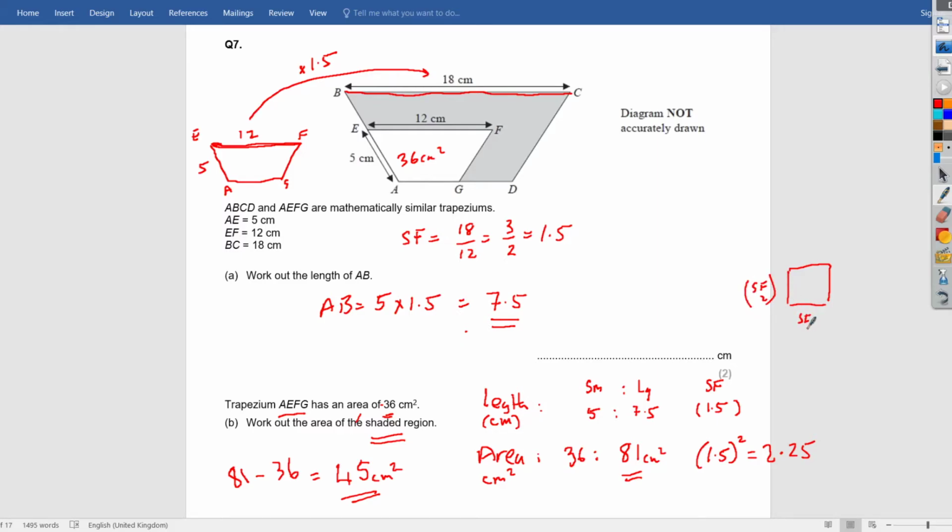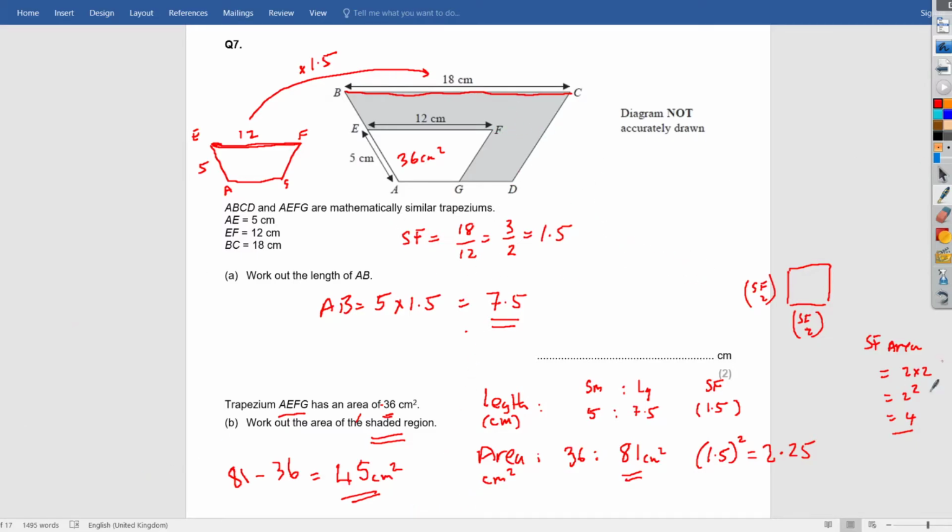This scale factor is also being times by 2. So when we find the area, the scale factor times the scale factor for the area is equal to 2 times 2, which equals 4, which is 2 squared. Okay, just remember that. And that's why we get the area for the larger one becoming 81 centimeters squared. And then we take that from the 36 to get the area 45, which is that shaded region.